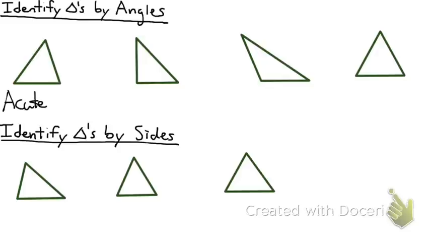And acute triangles will have three acute angles. Now an acute angle is anything less than 90, so if all three angles are less than 90 degrees, we call it an acute triangle. The next one we have is when we have one right angle, and we call that a right triangle.